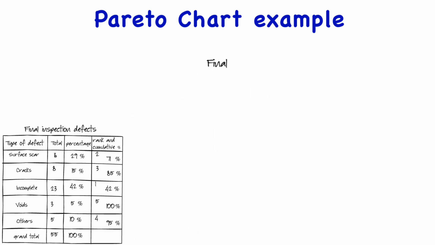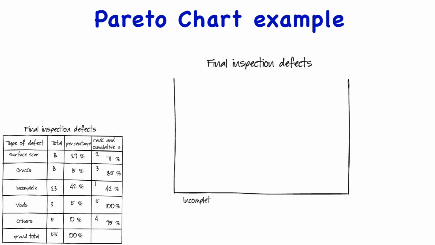On the top, place the title of the chart, Final Inspection Defects. We will use 3 axes. On the x-axis, list your categories in descending order of frequency or ascending order of rank. On the left y-axis, we will divide it to represent the frequency of each category. To define the values of the axes, take in consideration the total frequency, 55. We can define the highest value for the axis to 60 and make divisions of 10.